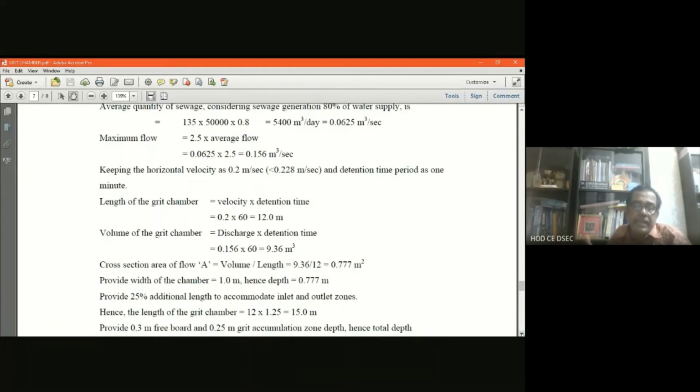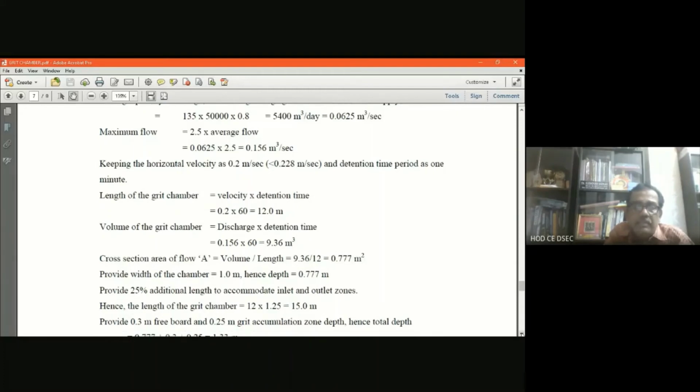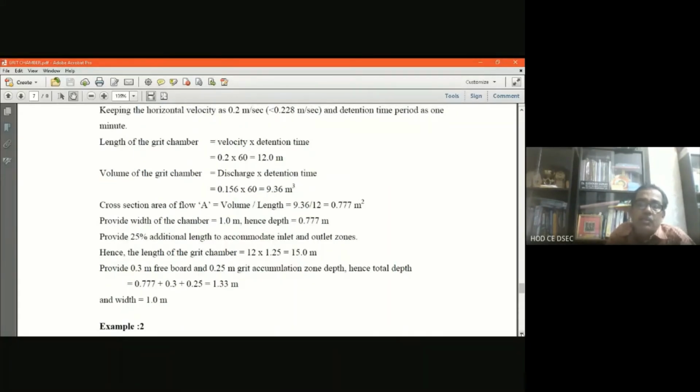Now on the left and right side we know the extra inlet and outlet zone, that is zone 1 and zone 2, we have to consider. So for that, 25% additional length we have to accommodate for the inlet and outlet zone. So what is the total length of the channel? The total length of the grit chamber is 12 into 1.25. Why 1.25? Because for the inlet starting point and the outlet effluent zone, you have to take 25% additional length. So another 3 meter, you will get 15 meter as the total length of the grit chamber.